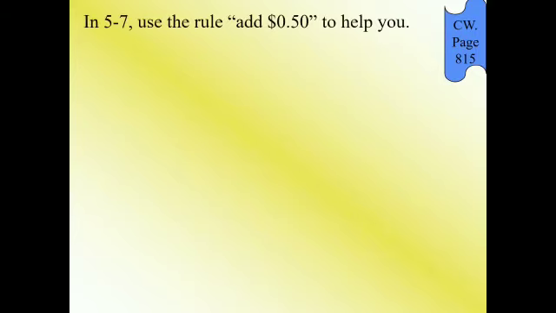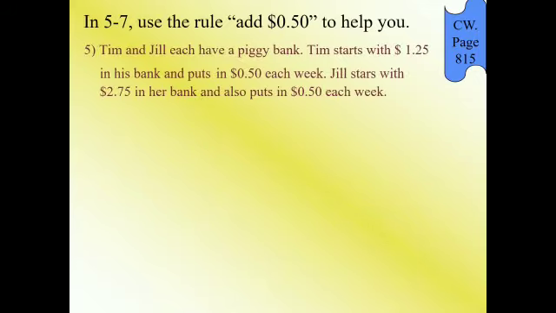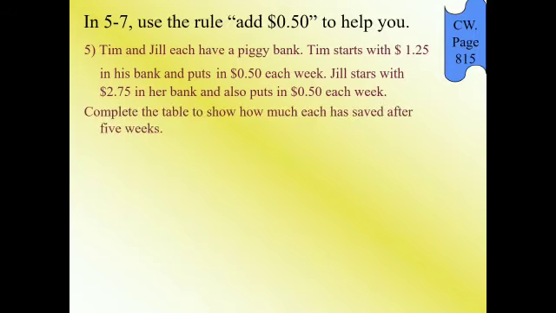Now let's solve a problem from your classwork, page 815. In questions 5 to 7, use the rule add half a dollar. Your question is: Tim and Jill each have a piggy bank. Tim starts with $1.25 in his bank and puts in half a dollar each week. Jill starts with $2.75 in her bank and also puts in half a dollar each week. Complete the table to show how much each has saved after 5 weeks.